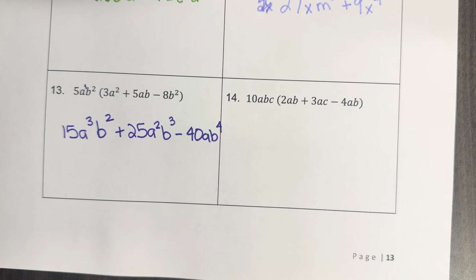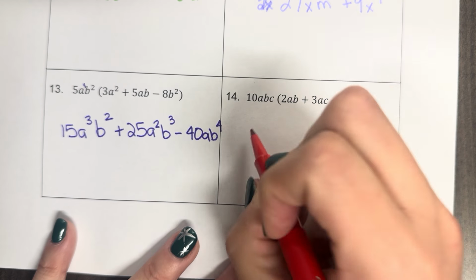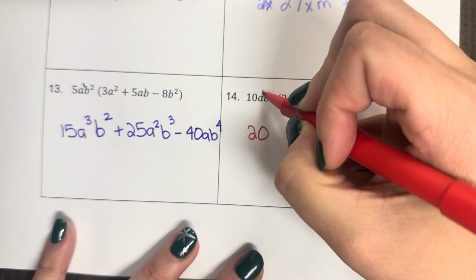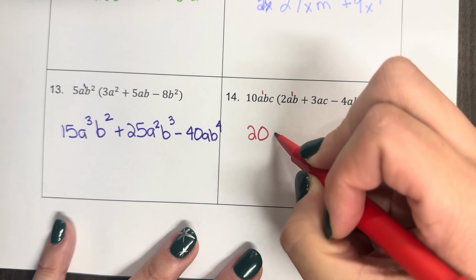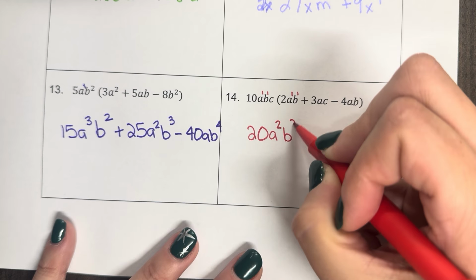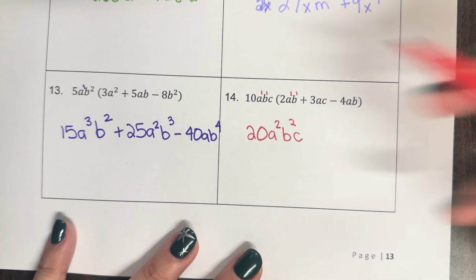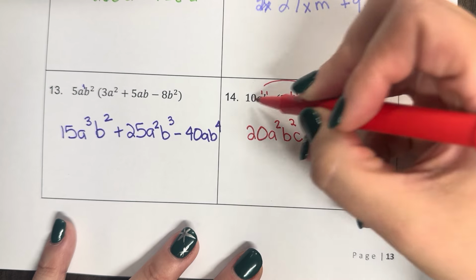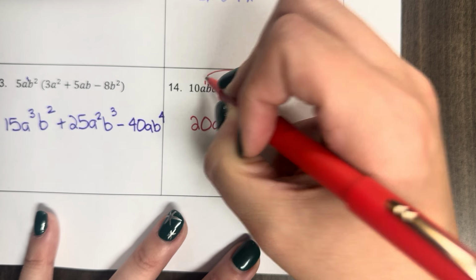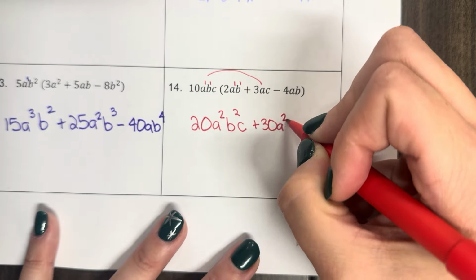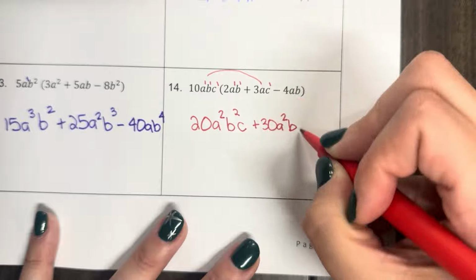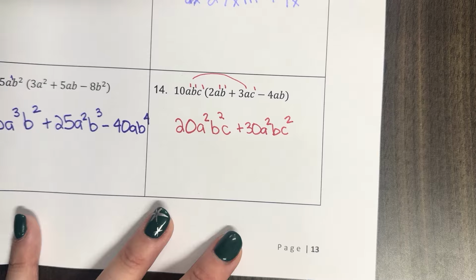Then last one, if we distribute, 10 times 2 gives me 20. Okay, so A's can go together, so 1 plus 1 is 2. B's, 1 plus 1 is 2. And that C just comes along. All right, then we're going to the next one. 10 times 3 is 30. 1 plus 1 is 2, so an A squared. There's no other B's, so the B just comes along. 1 plus 1 is 2 for my C's, so that's the C squared.